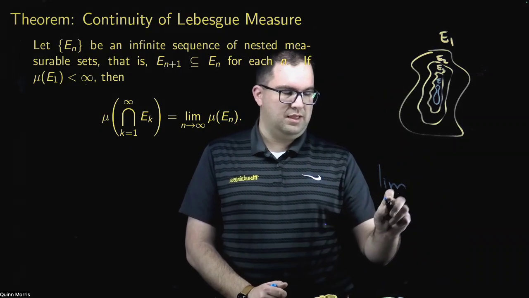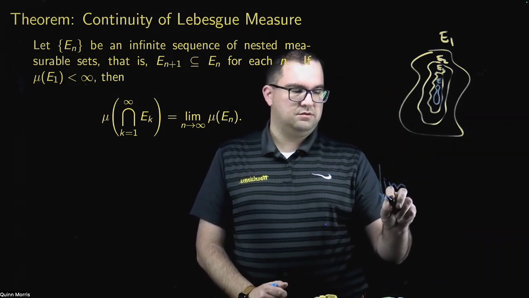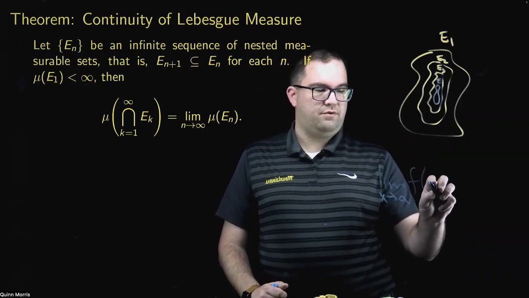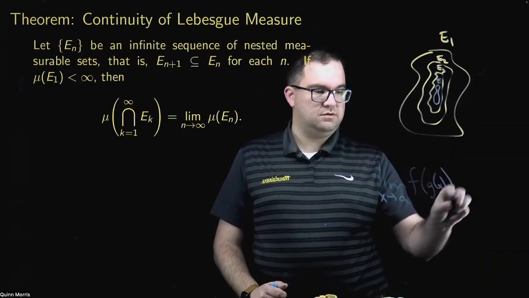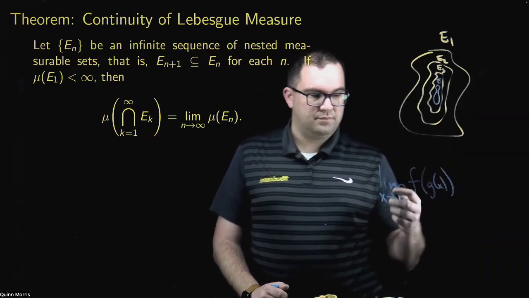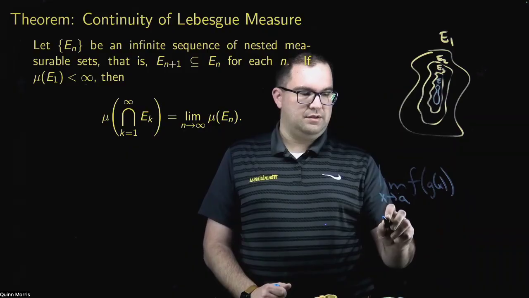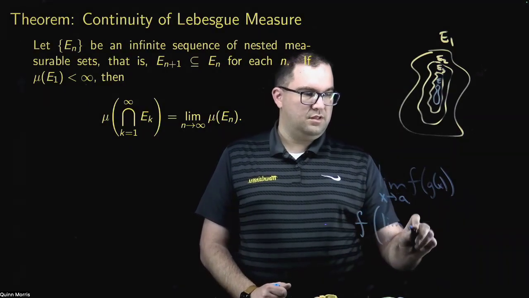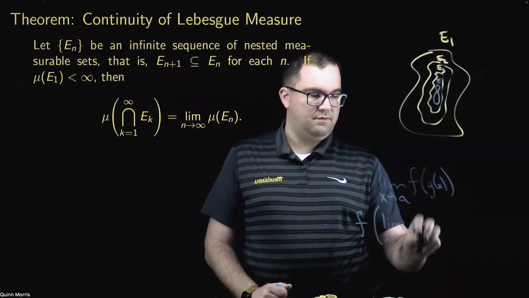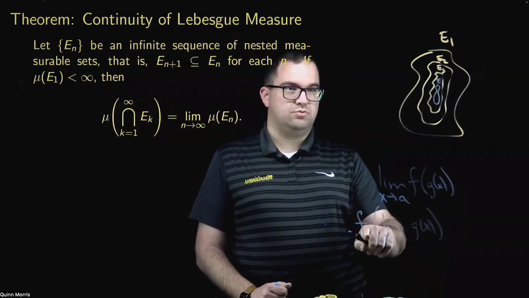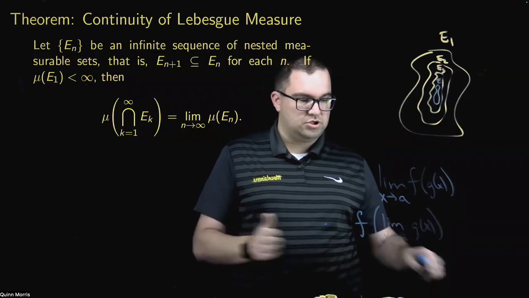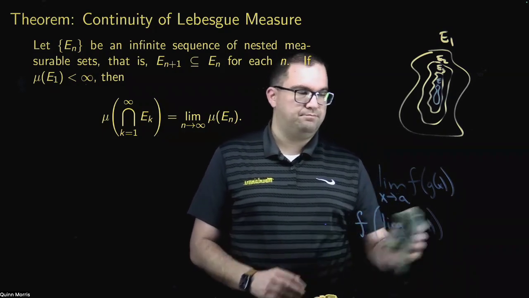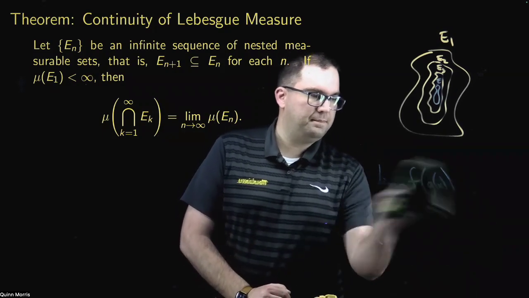So that's in some ways why this is called a continuity of Lebesgue measure, in exactly the same way that we might have shown the limit as x approaches a of f of g of x, under the appropriate conditions, is f of the limit as x approaches a of g of x. And that condition was that f ought to be continuous. I can push a limit inside a function, in this case, as long as f is continuous at g of a. Okay. All right.